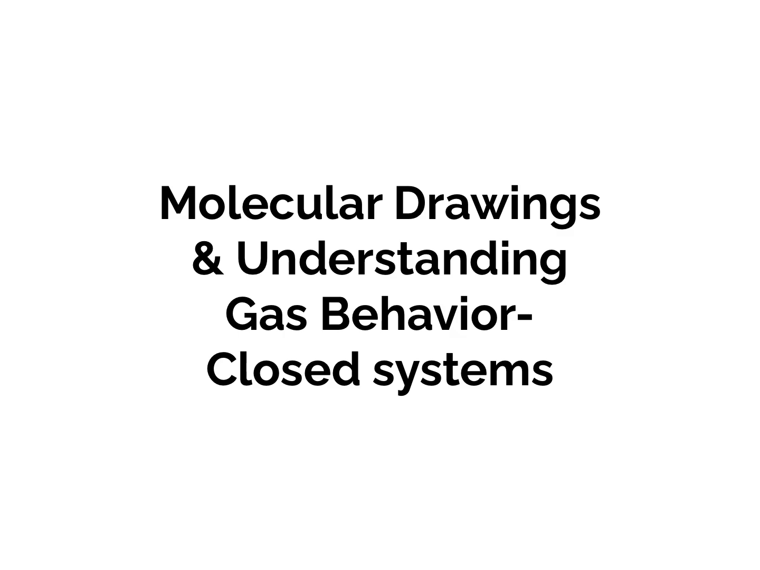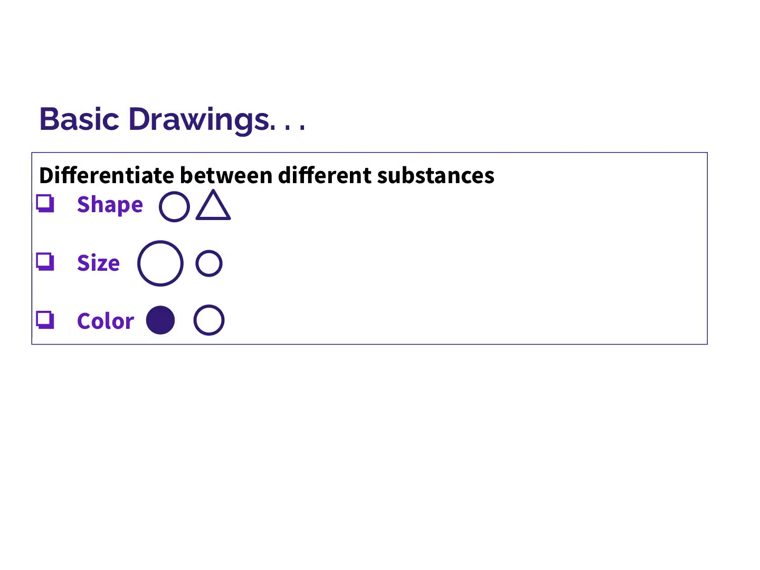We're going to go through a series of different molecular drawings to understand gas behavior in closed systems, and this part's important. All of these are for closed systems. As we start to draw, we want to be able to differentiate between different substances. Right now we really don't know what helium or hydrogen are, but they are two different things. When we draw these, we want to make sure that we are differentiating between our helium atoms and our hydrogen atoms.